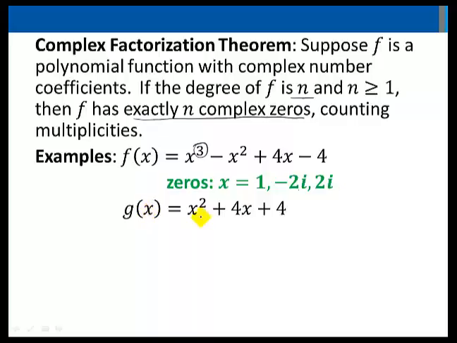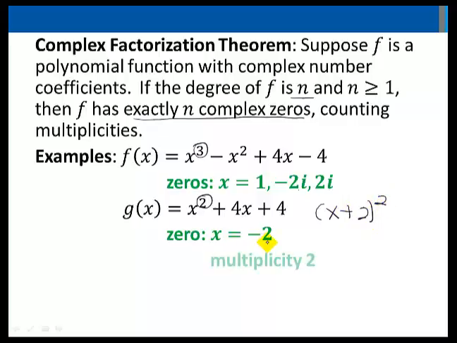g of x is equal to x squared plus 4x plus 4. And here we have degree 2, so we should have 2 complex zeros, but we only have 1. Well, something else is going on here. Remember, g of x is equal to x plus 2 squared. So this zero of negative 2 has a multiplicity of 2. And what that means by the complex factorization theorem is we're counting negative 2 as being a zero 2 times because it has a multiplicity of 2.